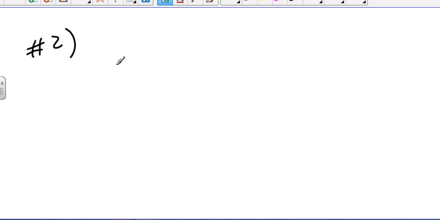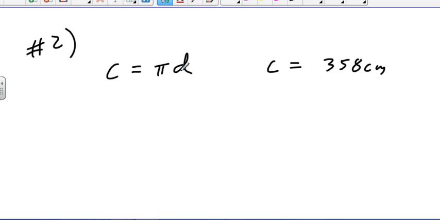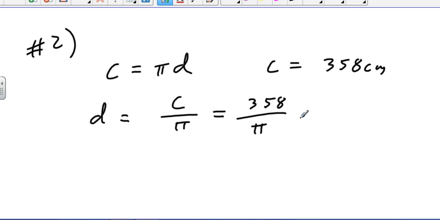So we have the circumference of a circle is pi d. Isn't that great? And we want to solve for d. Knowing that the circumference is 358 centimeters, we want to solve for d. Alright, so we're going to cross multiply again and say d, the diameter, is the circumference over pi, which is 358 divided by pi, and then we throw it in our calculator. 358 divided by pi, and I get 113.9.